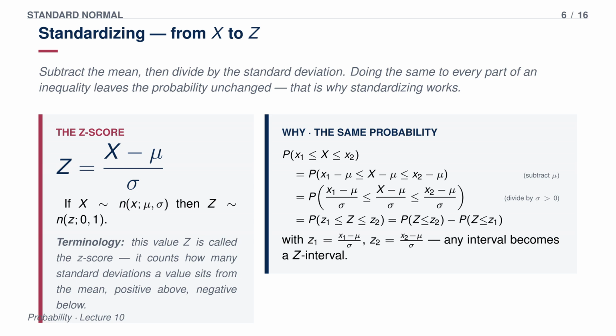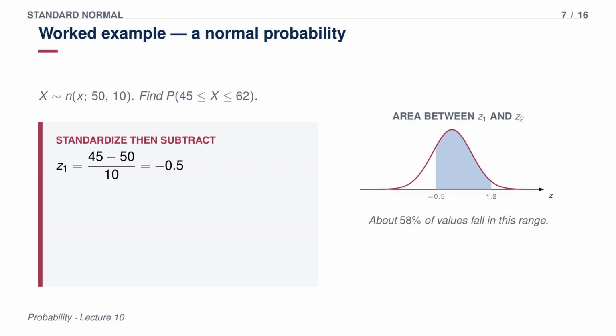Let's do one. X is normal with mean 50 and standard deviation 10. What's the chance it lands between 45 and 62? Classic. Standardize each end. The lower one: z1 equals 45 minus 50 over 10. That's minus 0.5. And the upper? z2 equals 62 minus 50 over 10.